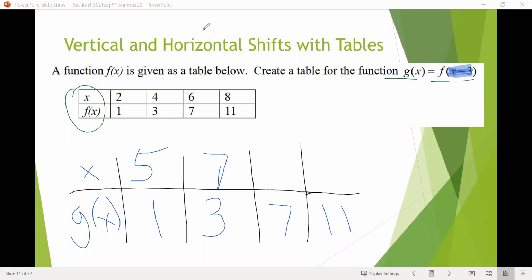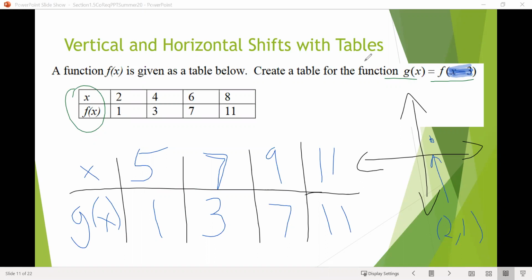4 plus 3, which would give us 7. 6 plus 3, which would give us 9. And 8 plus 3, which would give us 11. So our new table for g of x would have the inputs 5, 7, 9, 11, and the outputs 1, 3, 7, 11. And again, if you want to visualize what is going on here, imagine you have, again, that point 2, 1 right here.